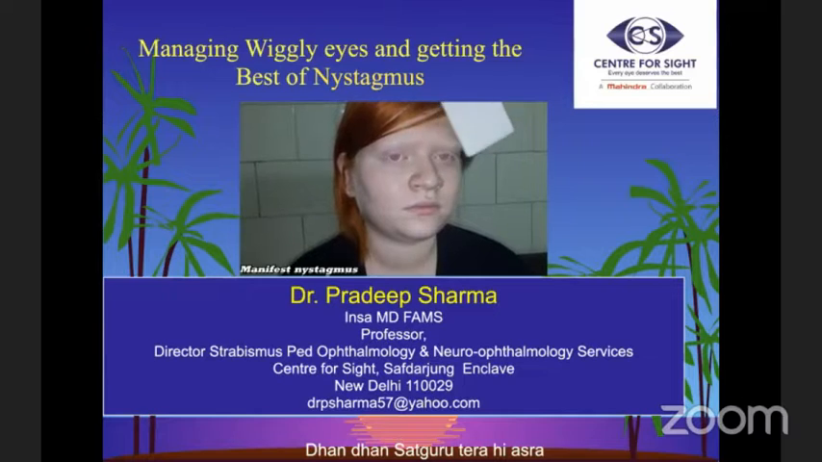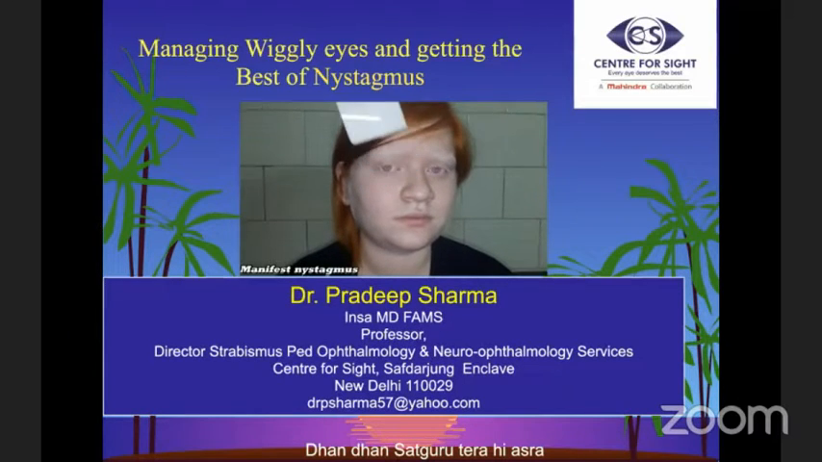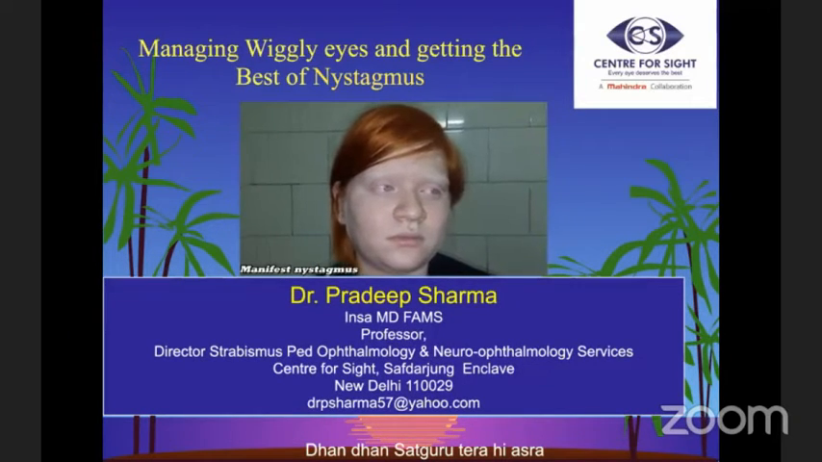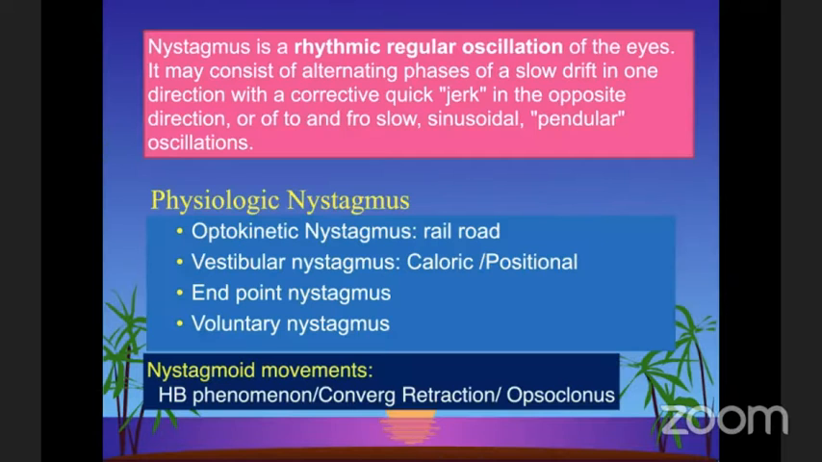As the topic mentions, managing wriggly eyes and getting the best of nystagmus. In a short time, we need to understand that nystagmus is a rhythmic, regular oscillation of the eyes. We should always rule out a physiologic nystagmus, which may be optokinetic, railroad, vestibular endpoint, or a voluntary nystagmus. We should also distinguish nystagmoid movements, which are irregular and not rhythmic. These may be like the HB phenomenon, convergence retraction, or opsoclonus.